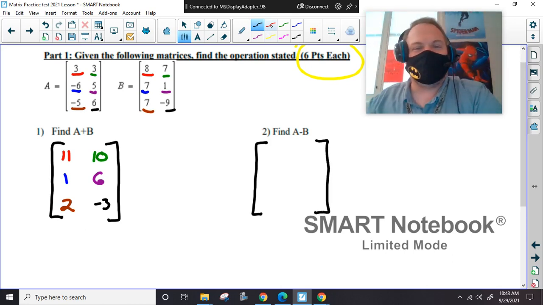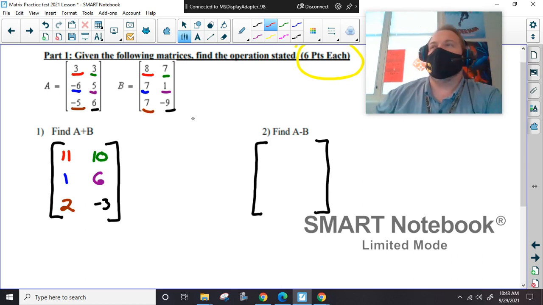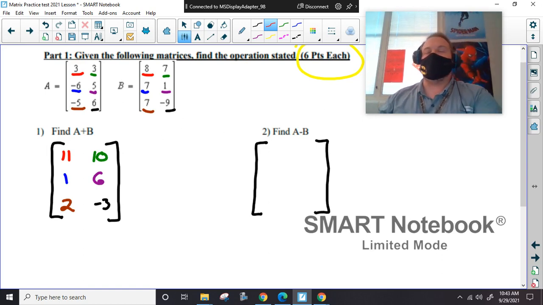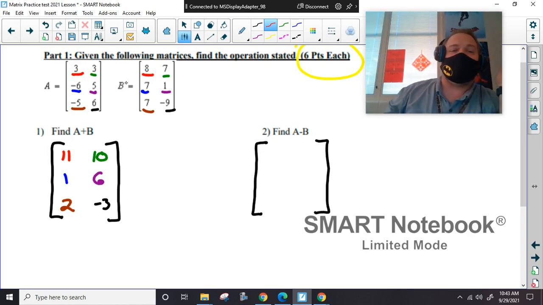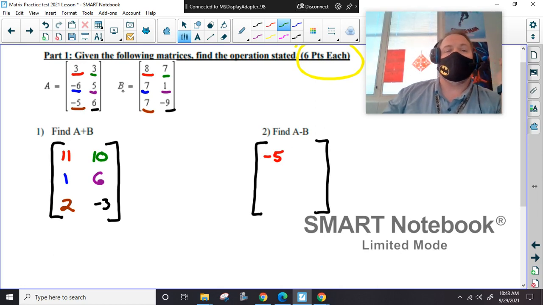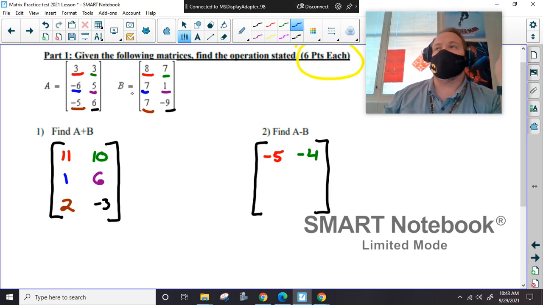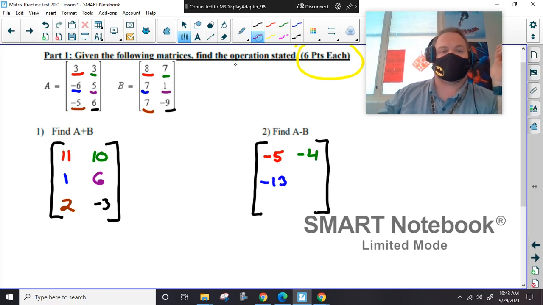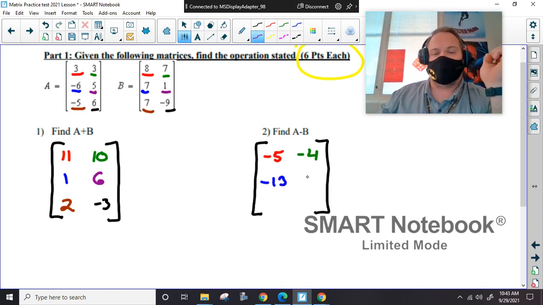Okay. Well, you can read though, right? Okay. So this time it's the same thing, but we're subtracting. So now what is 3 minus 8? Okay. What is 3 minus 7? Okay. What is negative 6 minus 7? What is 5 minus 1?